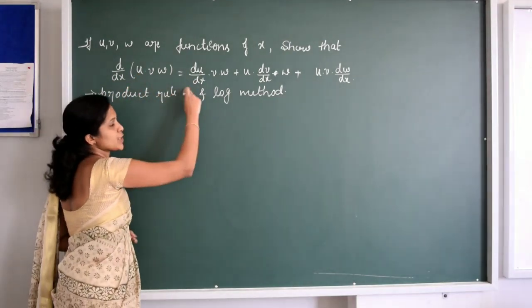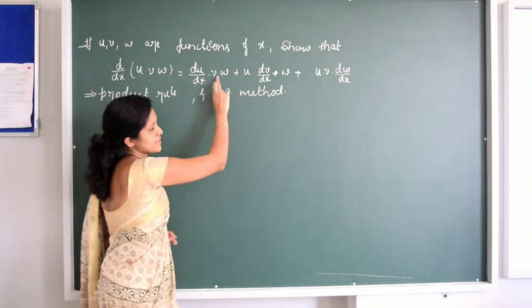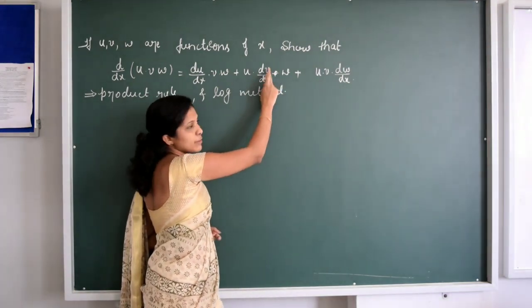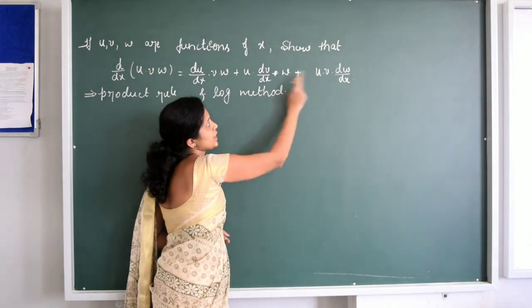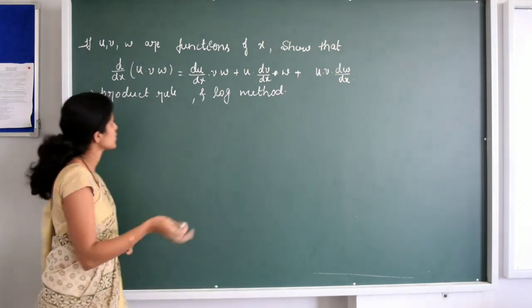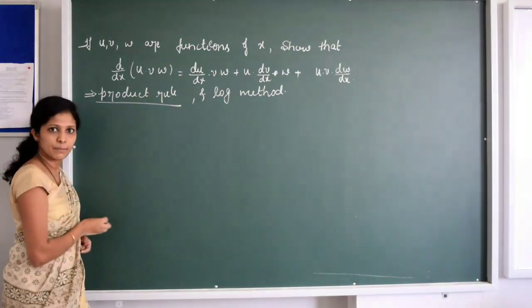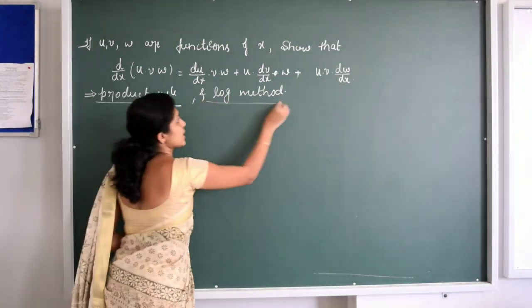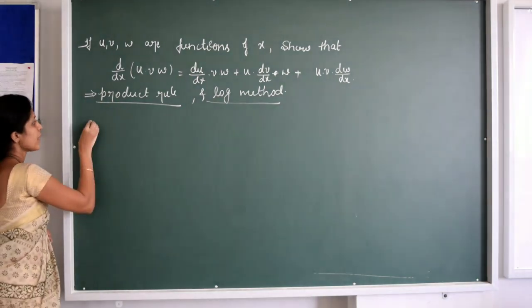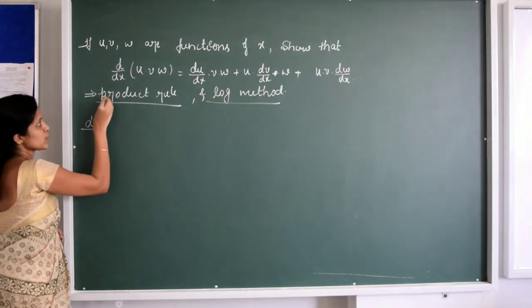how to differentiate one function, keep the other two as they are. So here you keep u and w as they are, dv by dx. Then u into v, differentiate w with respect to x, it will be dw by dx. By using two methods: one using the product rule and the other using the logarithmic method. First we will use the product rule. We have to find dy by dx using this rule.